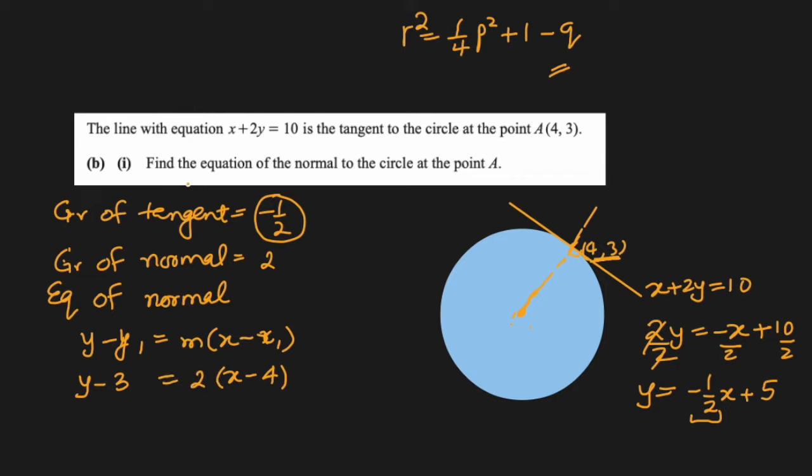So we know everything, and they are not asking us for any particular format. We'll just open up this bracket and get the equation. Y minus 3 equal to 2x minus 8. So y equal to 2x, and when minus 3 comes here, it becomes plus 3, minus 5. This is the equation of the normal at 4, 3.